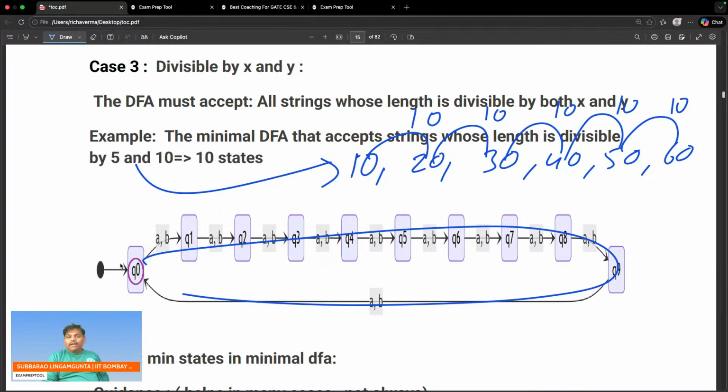Some people are saying, sir, I will do x into y. That is also correct, but that is a DFA, not the minimal DFA. Whatever you are saying is correct, but that is not the minimal DFA. The minimal DFA is something like this. So the blind answer is 50 states. That is perfect. You can do the product machine and you can get the 50 states. But this problem can be solved with 10 states only.